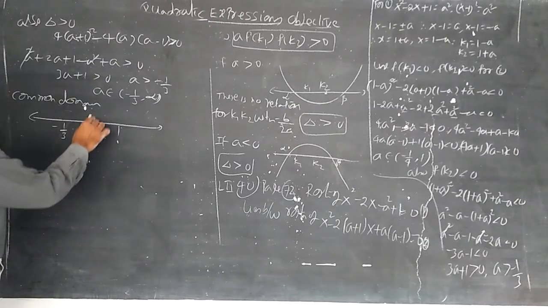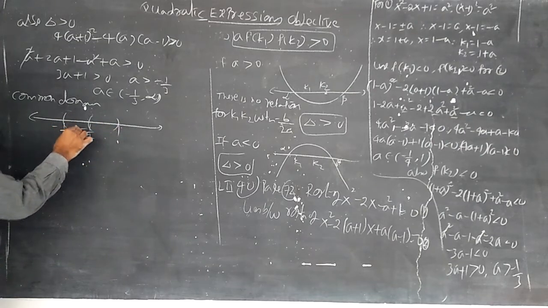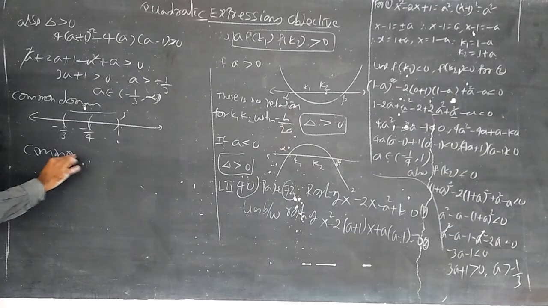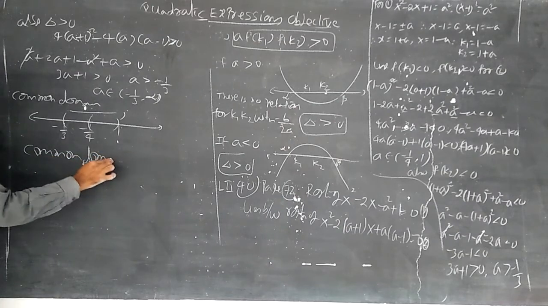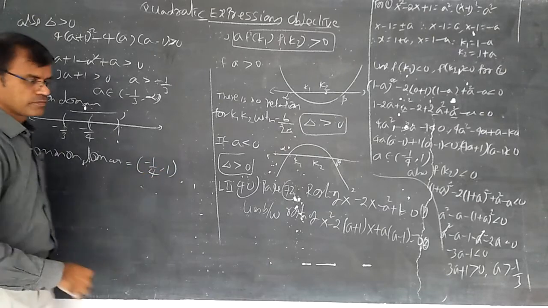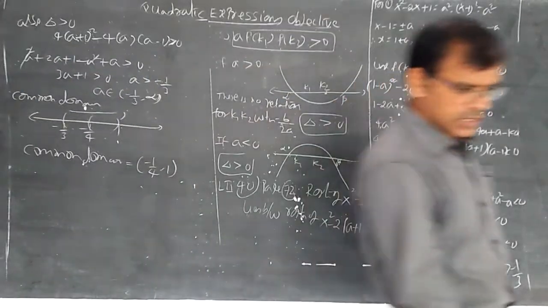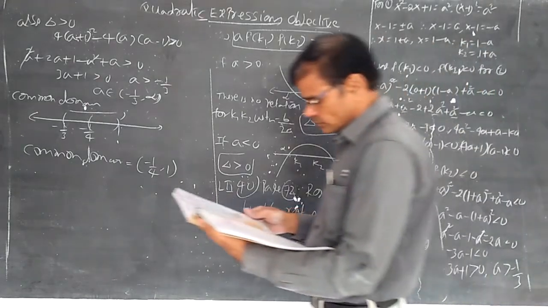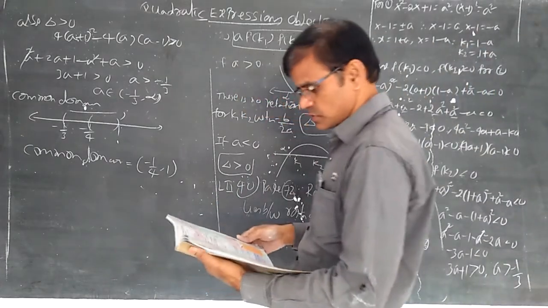So it is correct. That's all. So the common domain is minus 1 by 4 comma 1. Now you can say the answer is the second option, 48th question. Option is the second option. This is okay.